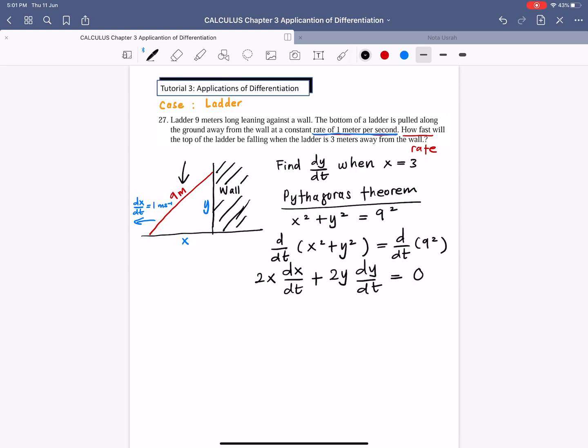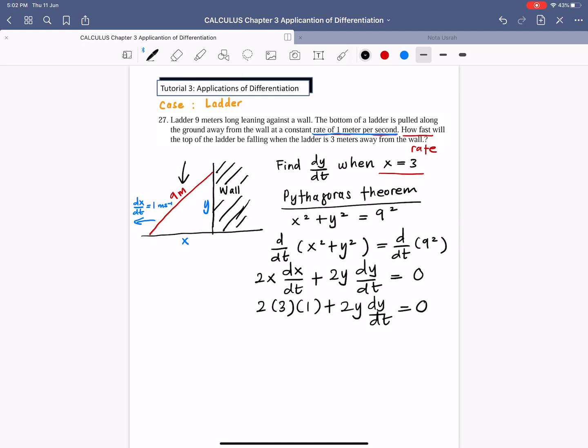So what happened next? We know that we want to find dy/dt, and we do have the value of dx/dt. So substitute into the equation 2 times, and we also have the value of x, which is 3, because we want to find dy/dt when x equals 3. So substitute x equals 3: 2 times 3 times dx/dt is 1 plus 2y. Okay, dy/dt is the one that we want to find, equals 0.